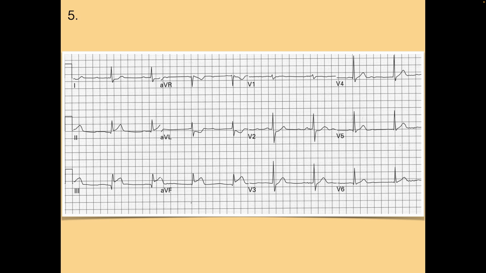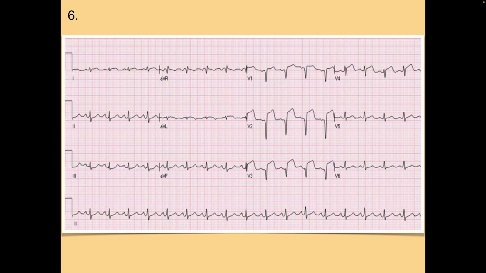But there happens to be ST elevation in 2 and 3 in AVF. If you didn't see it, that's okay, because I know you're just focused on the V leads. But we can't let it go by. Okay, number 6, who's next?